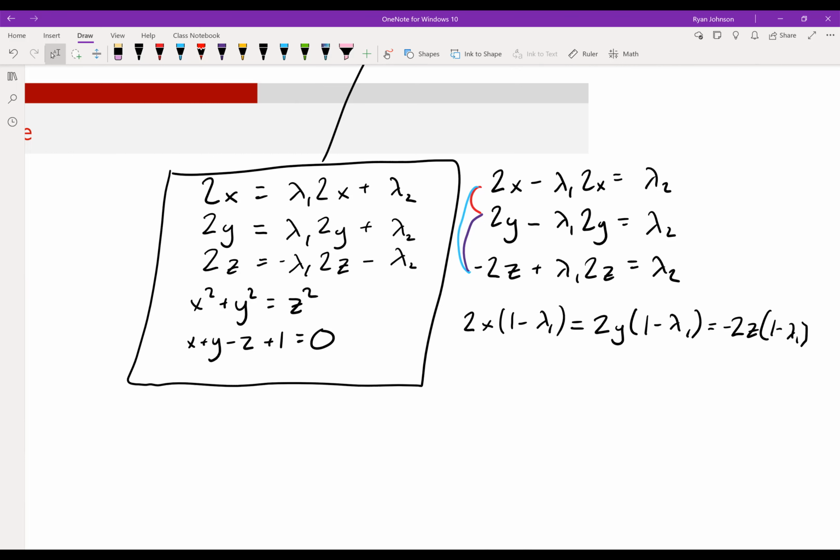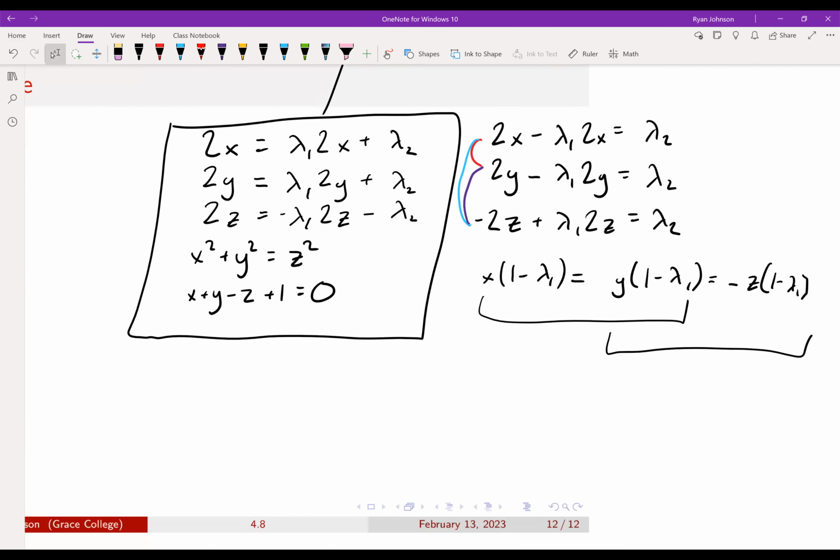I can divide all these by 2 at least. So dividing by 2, you have that. Okay. Now, I'd like to solve for lambda 1 in each equation. These are really kind of two equations. So let's do this one and let's do that one.